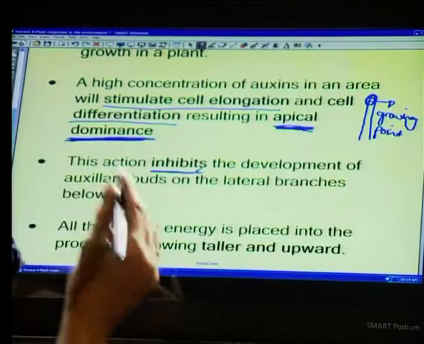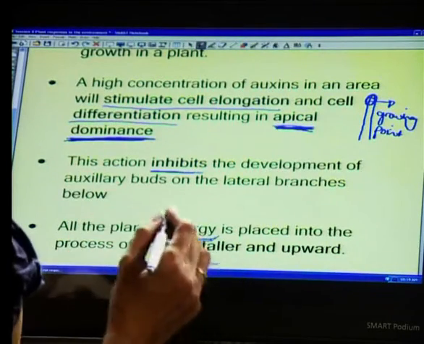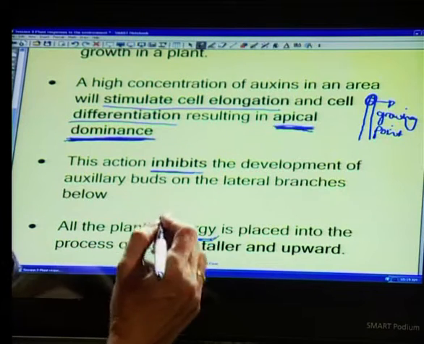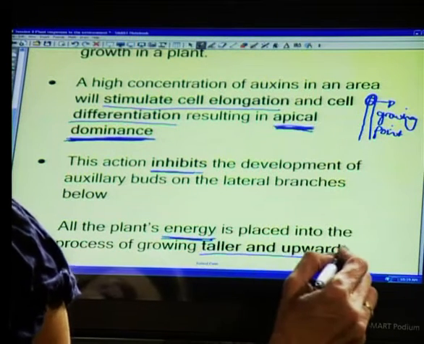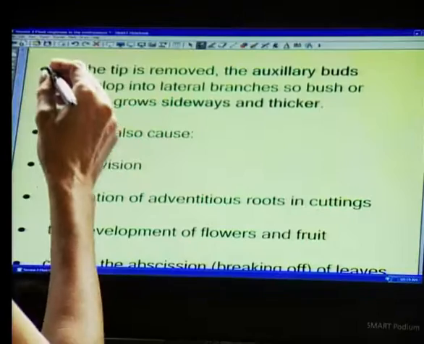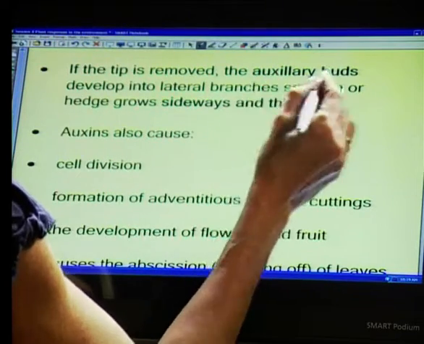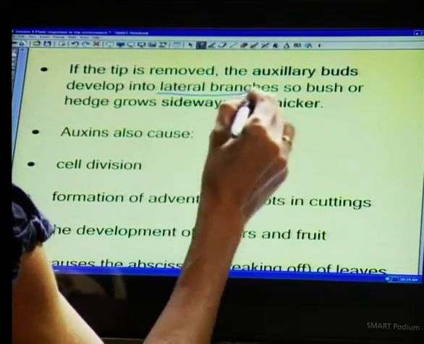Okay, all the plant's energy, and all the nutrients it makes, all its energy will be placed into a process of growing taller and upwards. All right? So that's how they are going to grow higher and taller, because of apical dominance, the tip of the stem growing up. Now, if the tip is removed, in other words, we cut that tip, the auxiliary buds develop into lateral branches.